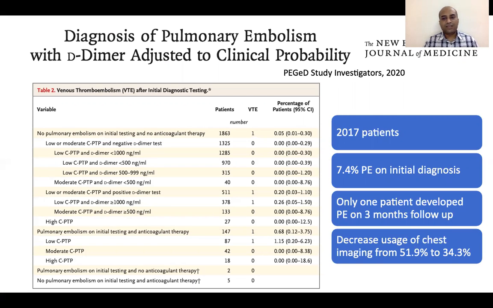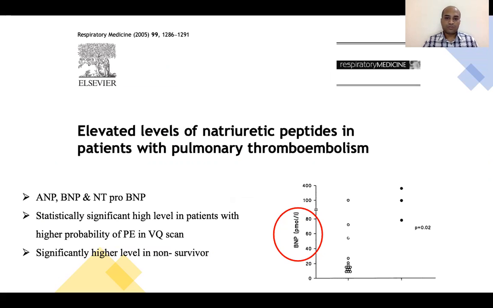Our patients already have an intermediate probability. Can we have a D-dimer cutoff adjusted for clinical probability? Yes, studies have shown that if we change our D-dimer criteria according to clinical probability, we can use it even in intermediate patients. So in the intermediate subgroup of patients, we have a cutoff of 500, and in low pretest probability, we have a cutoff of 1,000. In studies done on more than 2,000 patients, with an initial diagnosis of PE around 7%, only 1 patient developed PE in the follow-up of 3 months, but it decreased the usage of chest imaging from 50% to 35%, which is a significant number.